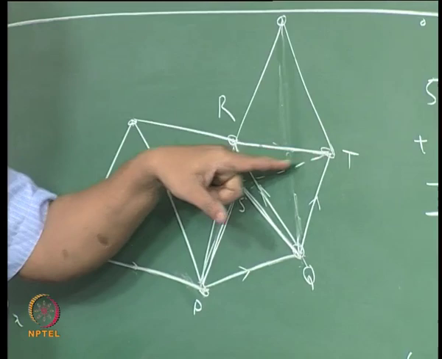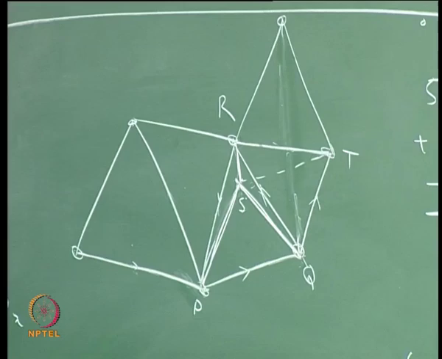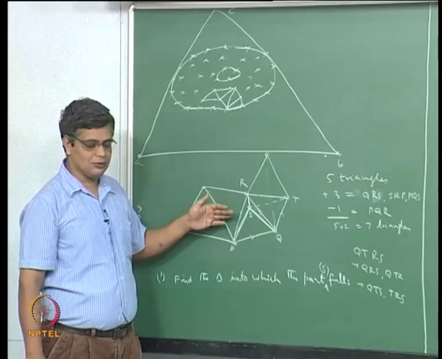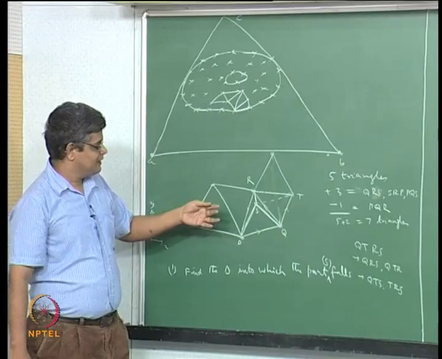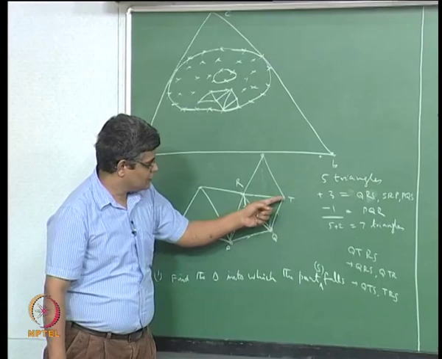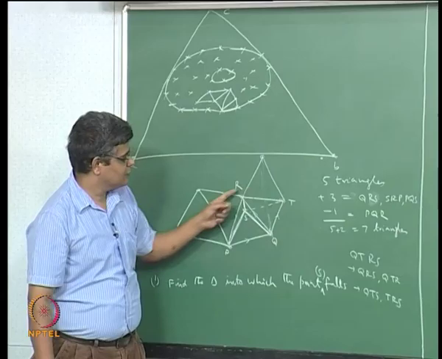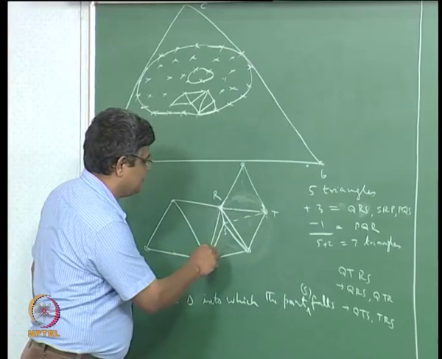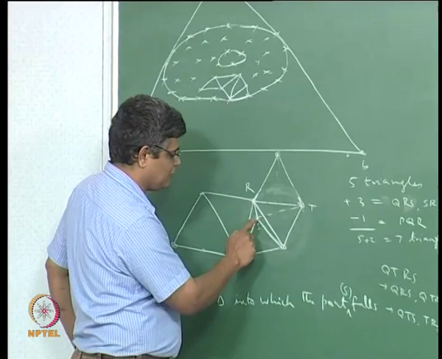Are we allowed to change? Yes, we are allowed to, because these are the domain points that we have, these are the nodes, and we have to come up with the best triangulation. Now, how do we objectively say that the STR and QTS triangulation is better than the QRS and QTR triangulation? We would like to see whether we can mathematically show that this triangulation is better.